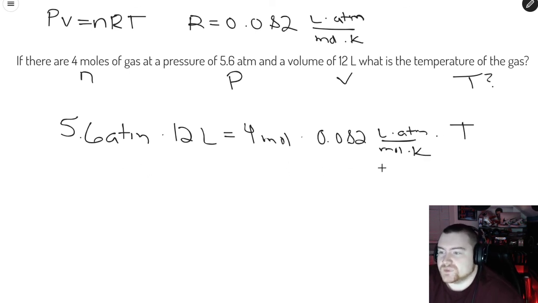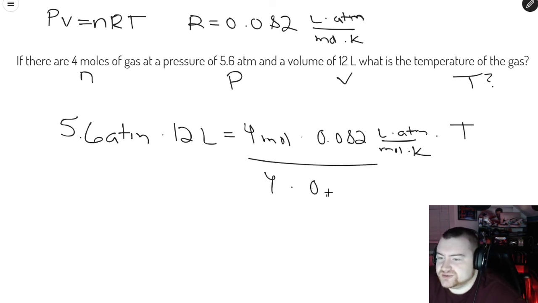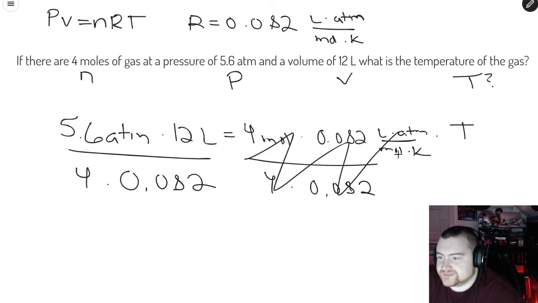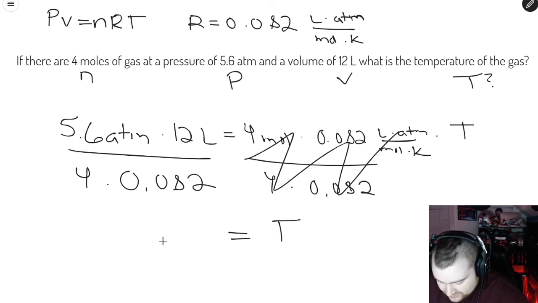Because what's happening here is all of these units will cancel and we'll end up solving for our temperature. Okay. So in order to solve for T, we're going to just multiply 4 times 0.082 together and then divide by it. So we'll divide by 4 times 0.082. That'll cancel that out. And then we just have whatever this number is equaling our temperature. And it comes out to be 204.9.